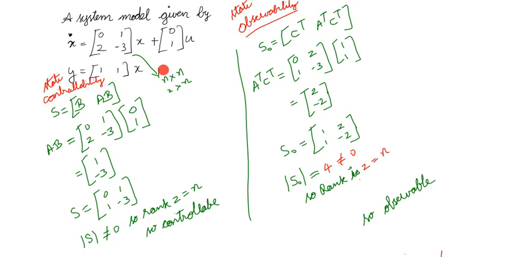So we know what is N. N is 2 cross 2. Since they are equal, it is controllable. For state observable, it should be C transpose, A transpose C transpose. What is A transpose, C transpose?